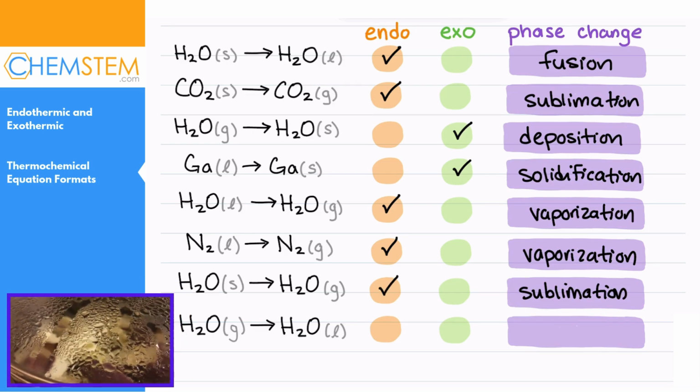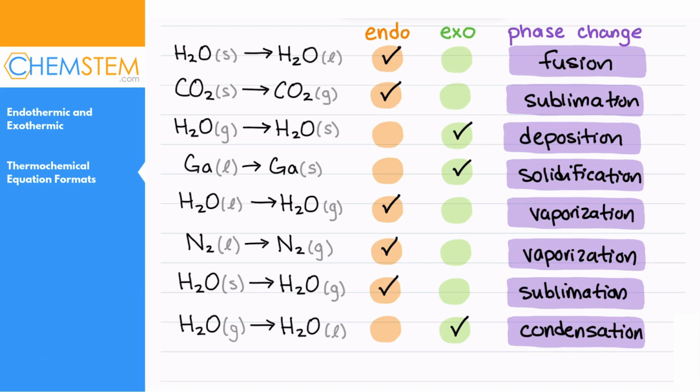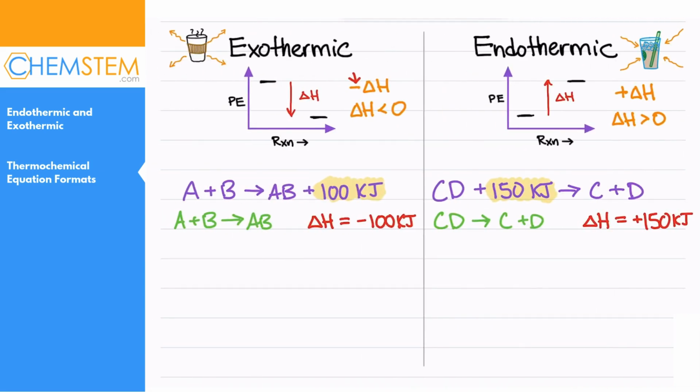And then here we have gaseous water turning into liquid water. And that's going to require a higher energy state to turn into a lower energy state. So that's going to be the removal of energy, so exothermic. And when gas turns into liquid, we call that condensation. So that's a review of the phase changes and connecting it to what endothermic and exothermic is.